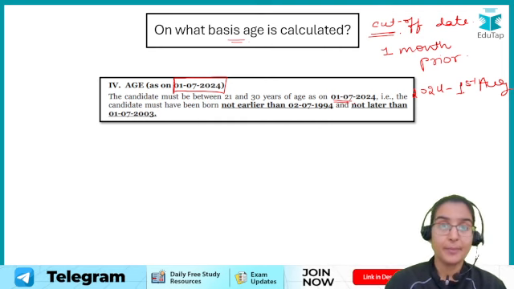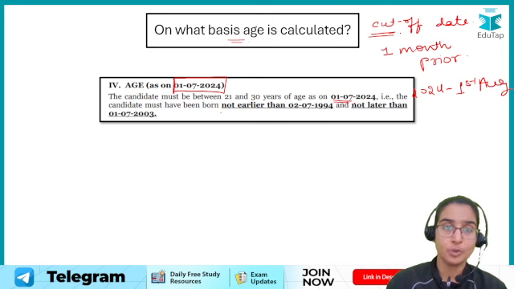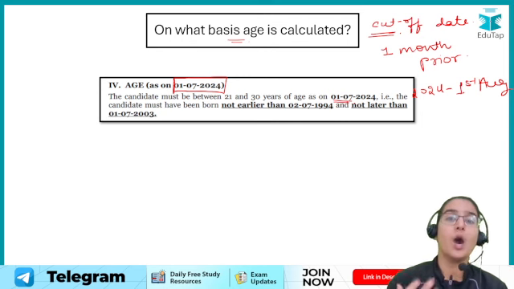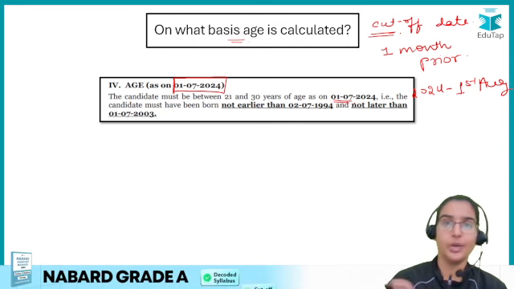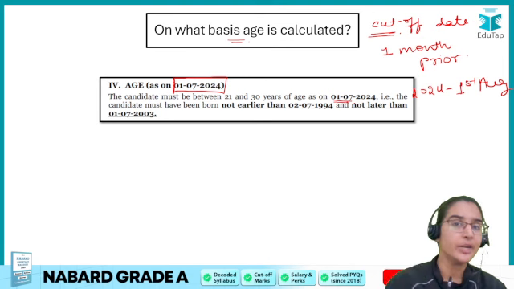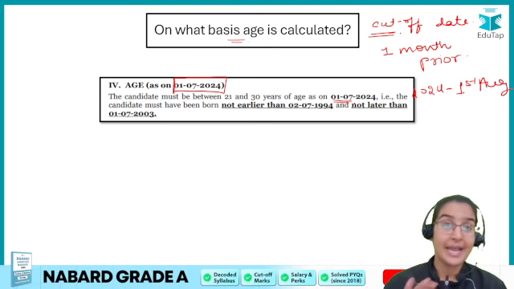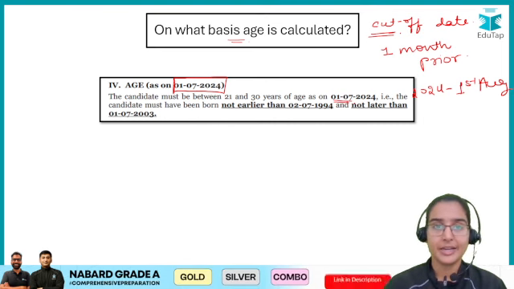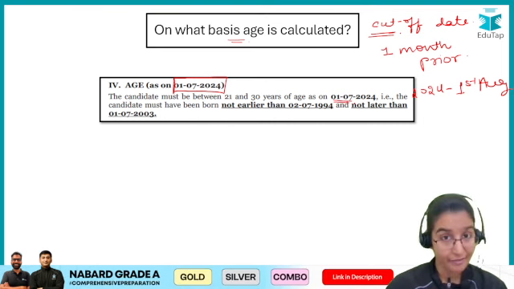It can vary depending on when the NABARD releases its notification, and that makes the situation a little bit tricky for the students who are 29 years old and who are going to be 30 years in 2025. So for them, yes, I understand that this does make the situation a little bit uncertain, but that is what the reality is and we have to accept it.